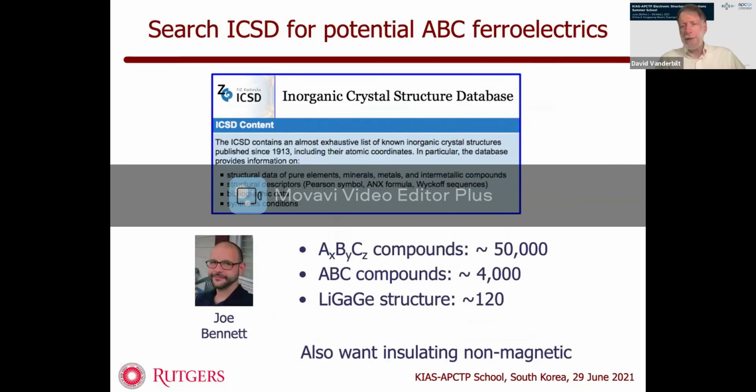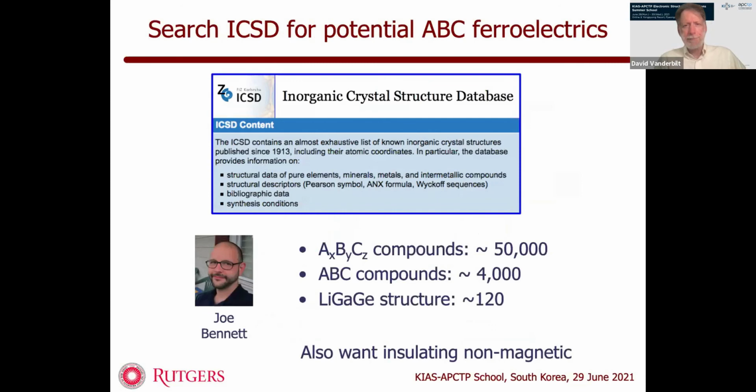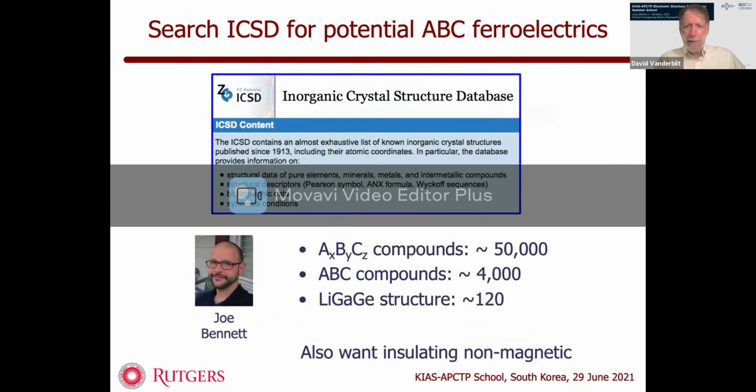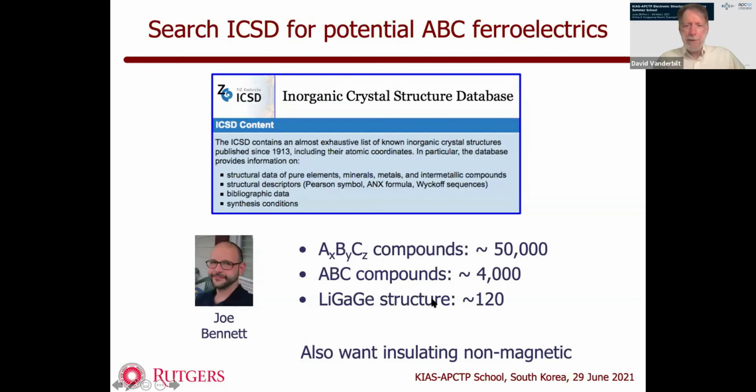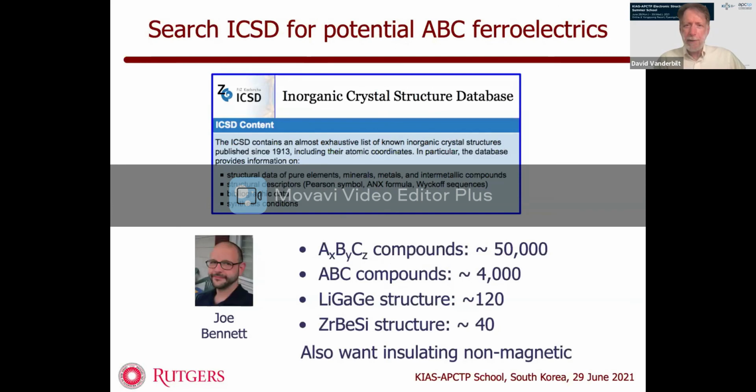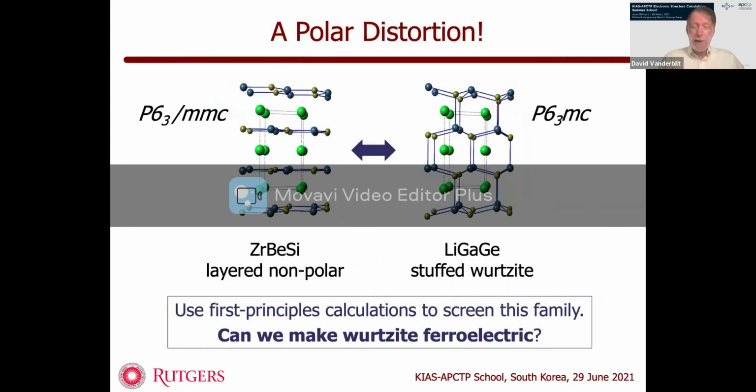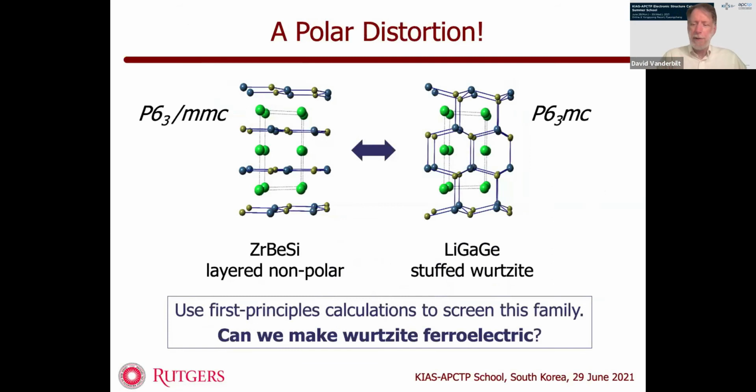So in this work, which was really led by Joe, what he did was investigate a very large number of potential compounds. First of all, he looked for existing compounds that have the chemical formula ABC and found about 4,000 of them in the ICSD, the Inorganic Crystal Structure Database. Of those that were in this stuffed wurtzite structure, he found 120. So we did calculations on all 120 of them, or at least the non-magnetic ones, and looked for ones that could be insulating and where the barrier for reversal is small enough that they would be ferroelectric. This is an example of what's called a high throughput search using density functional calculations.